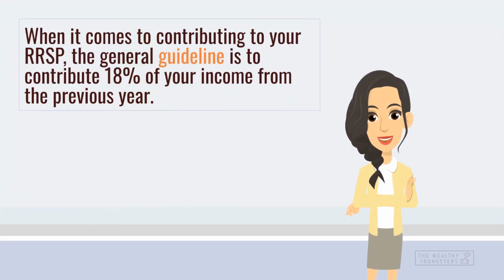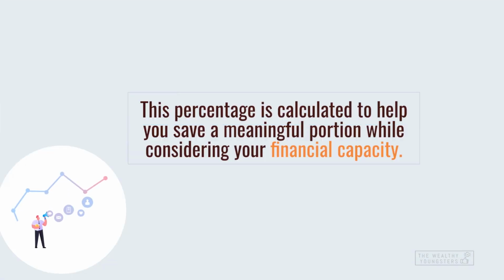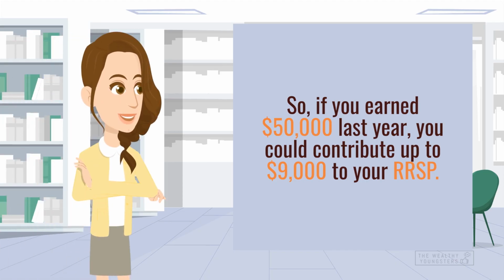When it comes to contributing to your RRSP, the general guideline is to contribute 18% of your income from the previous year. This percentage is calculated to help you save a meaningful portion while considering your financial capacity. So, if you earned $50,000 last year, you could contribute up to $9,000 to your RRSP.